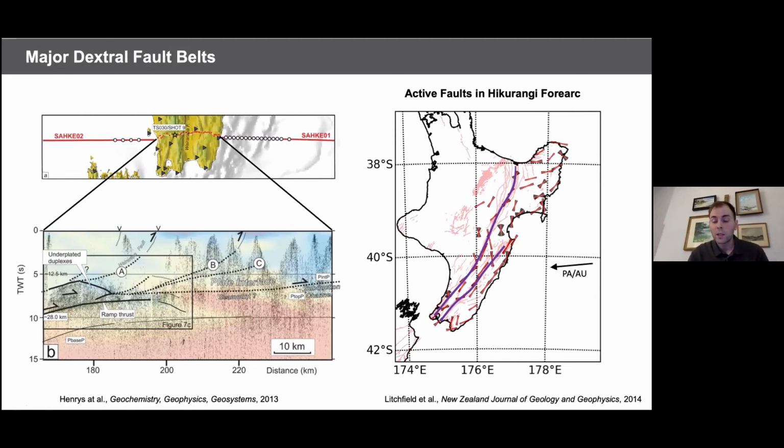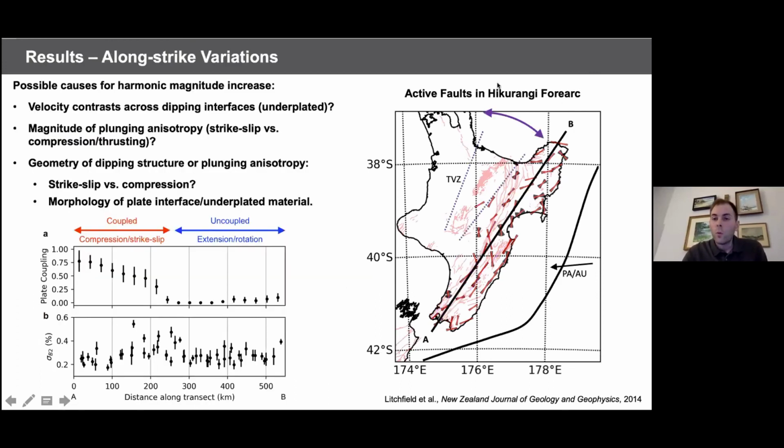So within the overriding crust, it's reasonable to assume that these structures represent dipping structures, and they could represent the manifestation of what we're observing from this receiver function harmonic orientation. But it's worth noting that in northern Hikurangi, our orientations obtained from the receiver function analysis don't agree with the strike orientations of these active faults. So one possible explanation for this change in orientation requires us to look at the back arc as well.